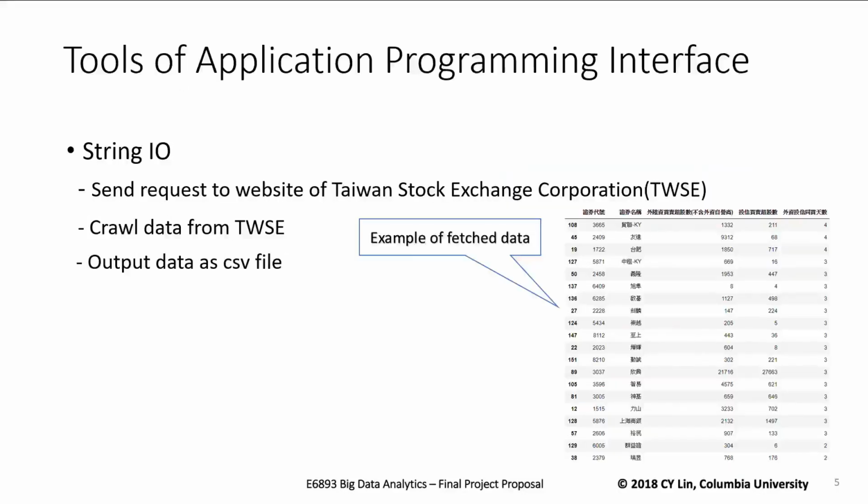For the API tools, first we use String.io, which is used to send requests to the website of TWSE. Then we quote data from that website. Finally, we output the data as a CSV file.